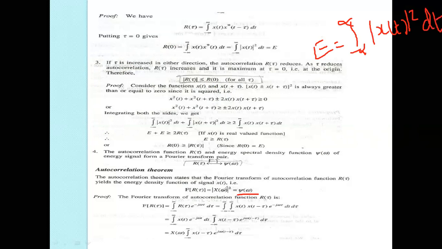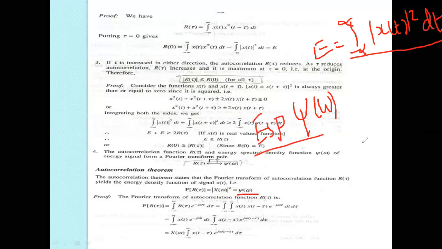What is the psi of f? Sorry, psi of omega. F is also the same thing; psi of f or psi of omega. It is the angular frequency we are taking. It is not in the time domain; the energy spectral density is in the frequency domain. The psi of omega is equal to the squared magnitude of X of omega with respect to d omega. Here you know the integral from minus infinity to infinity as Parseval's theorem.